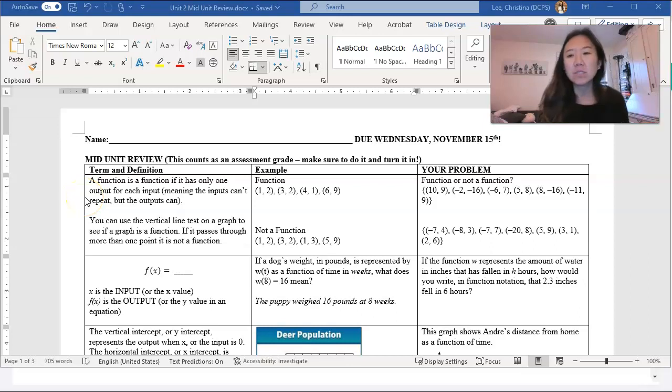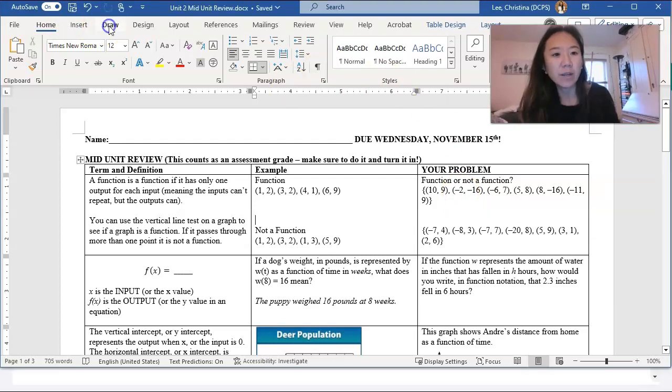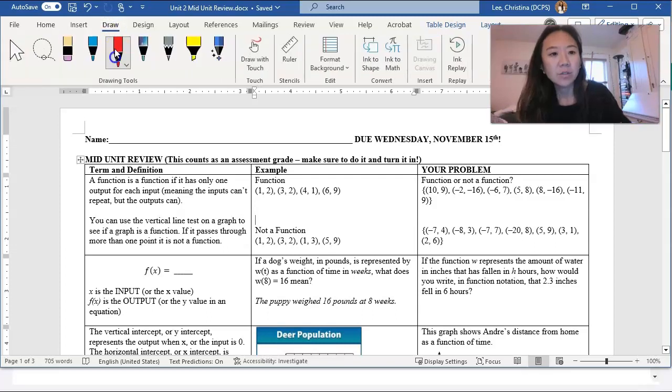Hey everyone, so this is your homework review for your mid-unit review. You should make sure that you read over all of these terms and definitions, and that you're familiar with those, you know them really well, and then check out the example here, which I'm going to go over, and then the problems over here on the right. You are, of course, responsible for completing the problems over here on the right. So let's make sure that you do this part right here, and I'm going to go over some examples here.